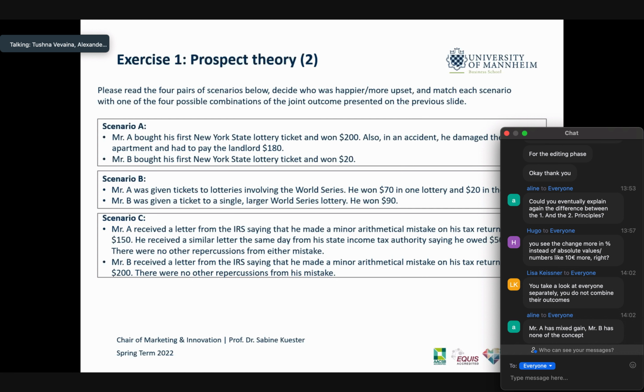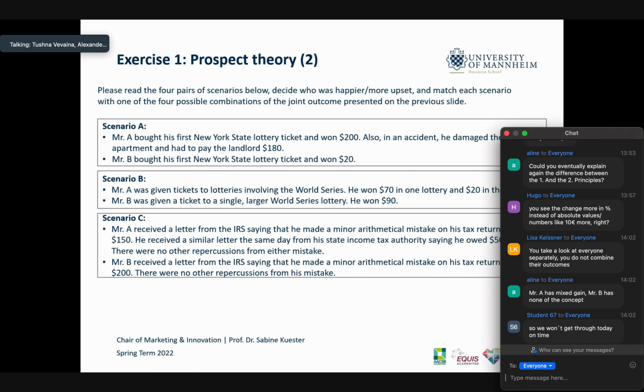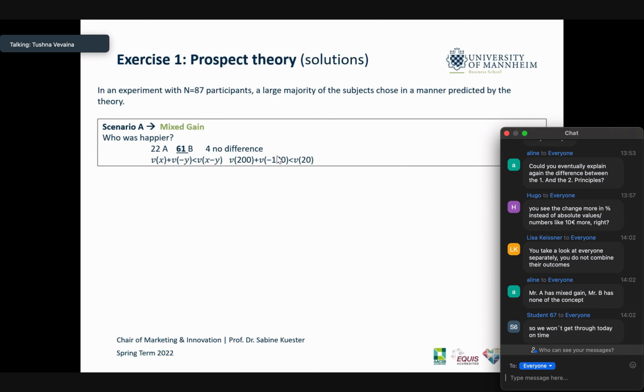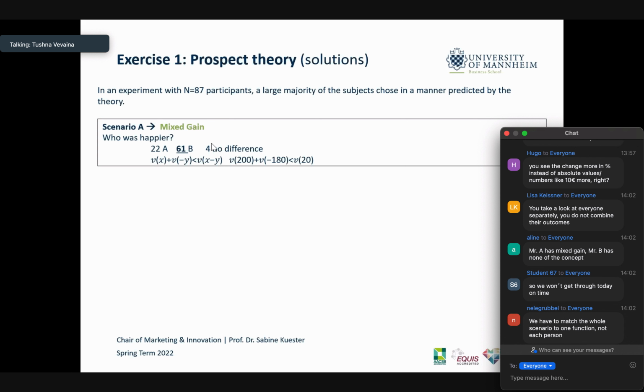So the way I understood the question is we have to match. Question is to decide. So you match the scenario and then you decide who's going to be happier. So over here, for example, we are saying B, you're matching the scenario. Okay, it's a mixed gain scenario. And on the basis of this idea that it's a mixed gain, you can tell that in that case, B will be happier, because when you're comparing a loss and a gain with a net gain, but just versus a net gain, you're saying, okay, this is why B will be happier.